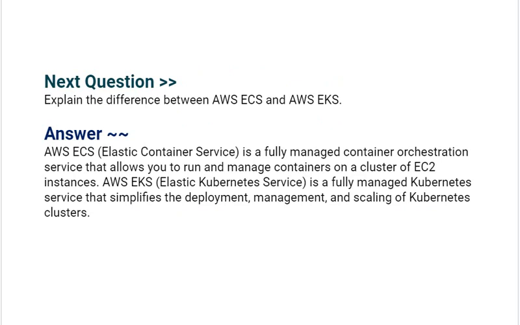Our interview question based on Certified Developer Associate is: explain the difference between AWS ECS and AWS EKS. Your answer should be: AWS ECS, that is Elastic Container Service, is a fully managed container orchestration service that allows you to run and manage containers on a cluster of EC2 instances. AWS EKS, that is Elastic Kubernetes Service, is a fully managed Kubernetes service that simplifies the deployment, management, and scaling of Kubernetes clusters.